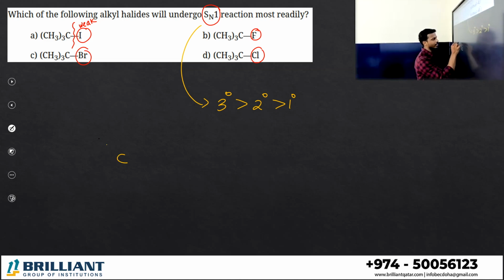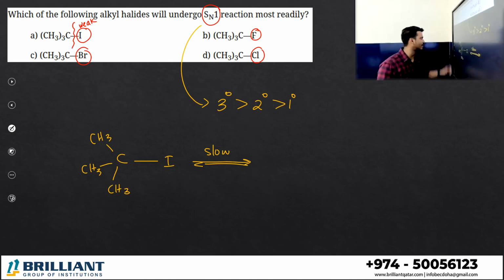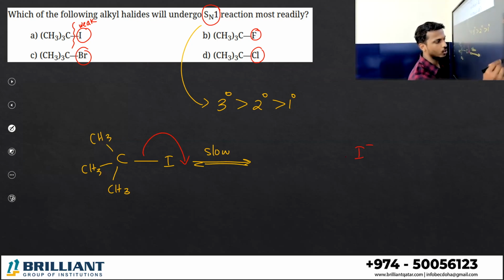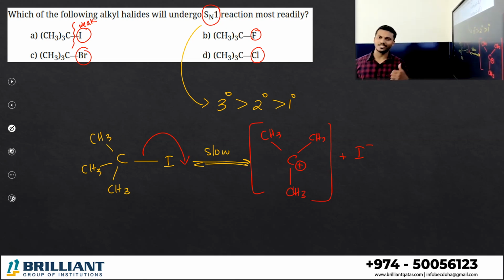Let me just write the structure of the first compound. CH3 and we have iodine. What is the first step, the slowest step in the SN1 mechanism? Removal of halogen. The halogen is leaving as which one? I-. So what are you getting? A carbocation, a tertiary carbocation, right? More stable, right? This is the first step.